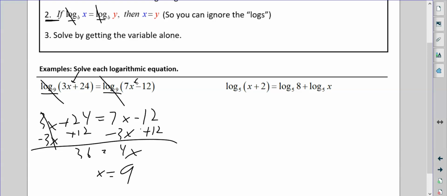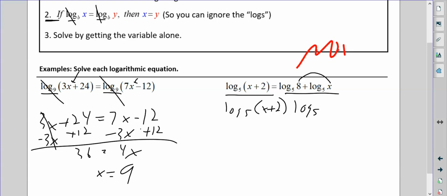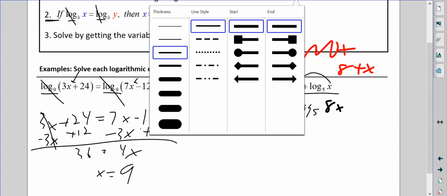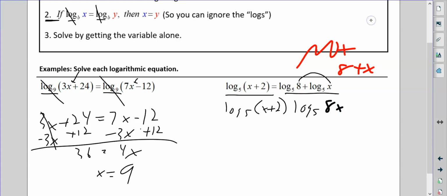All right. On this side, we have 1 log. On this side, we have 2 logs that need to be condensed. So this one just stays log 5 of x plus 2. No big deal. Over here, we need to turn plus into times. So we write log 5 one time, and then we're going to multiply. Remember, again, from the previous one, I'm going to stress this, not 8 plus x. Most common mistake done in logarithms. It's 8x, because plus means times.